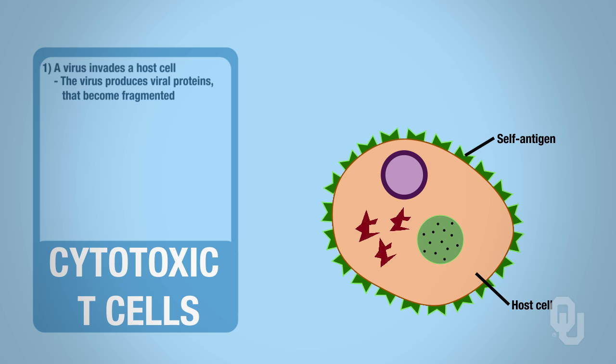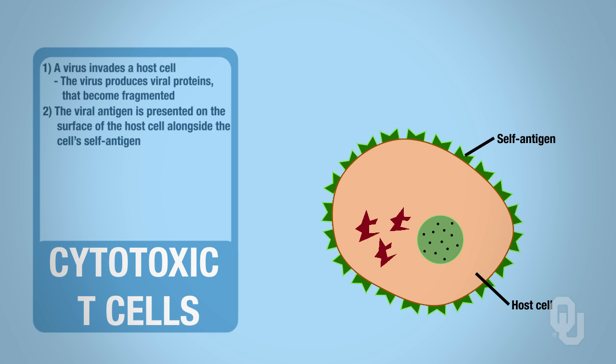After that virus has invaded the cell and it's produced its proteins, and the proteins have been fragmented, now we can have your MHC molecule present the antigen on the surface of the cell. We're talking about cytotoxic T cells here that are going to have to bind to this viral antigen. So what class MHC molecule should be binding to this antigen and presenting it to the cytotoxic T cell? Hopefully you said class 1. Class 1 MHCs will present antigens to cytotoxic T cells.